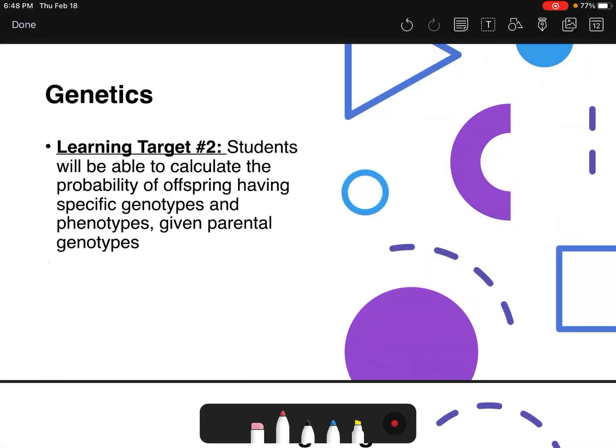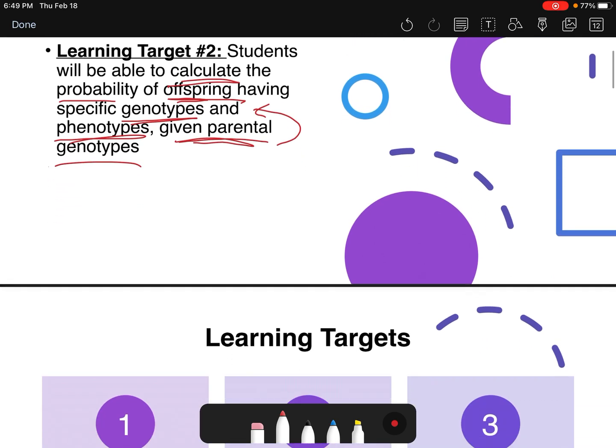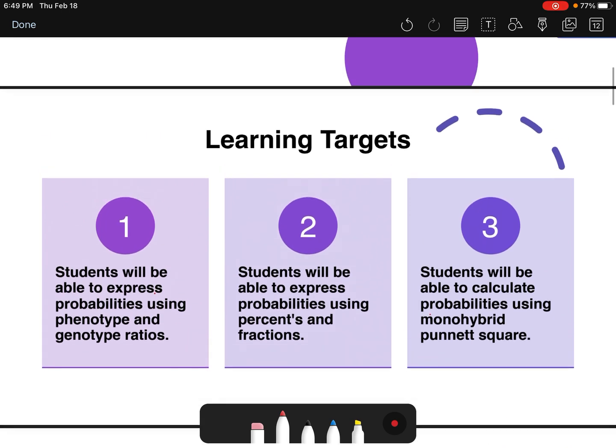All right, so we're going to get started here with the genetics notes for the monohybrid cross and Punnett squares. We're going to start off with our learning target for today. Students will be able to calculate the probability of offspring having specific genotypes and phenotypes, given the parental genotypes. So based off the parents, we are going to be able to tell the genotypes and the phenotypes of the progeny, or the children, of the cross that we do.